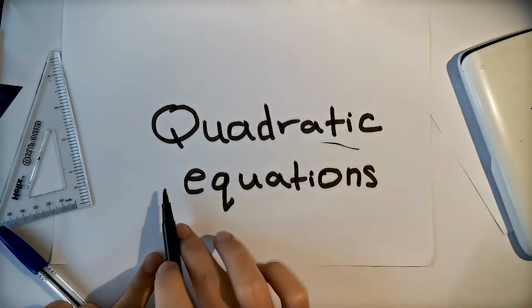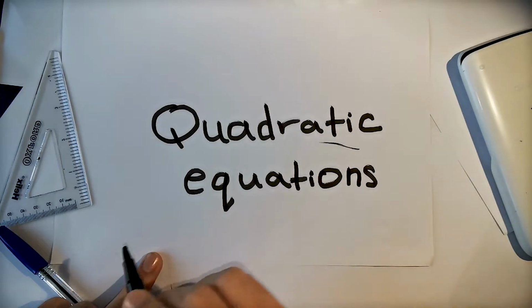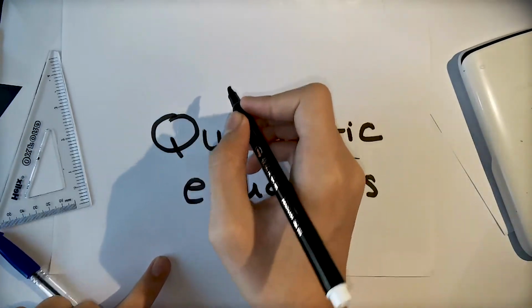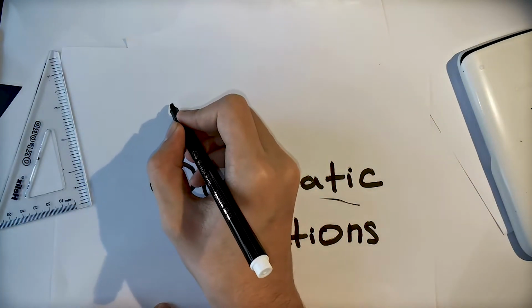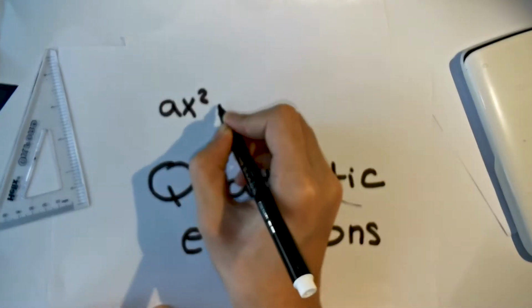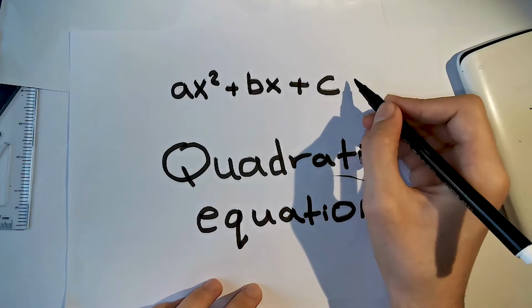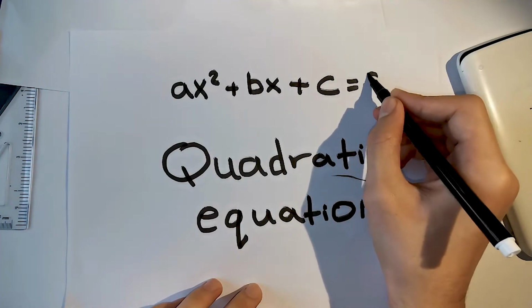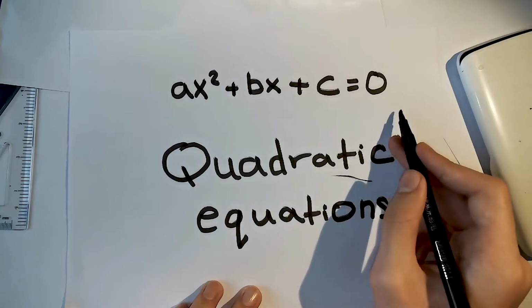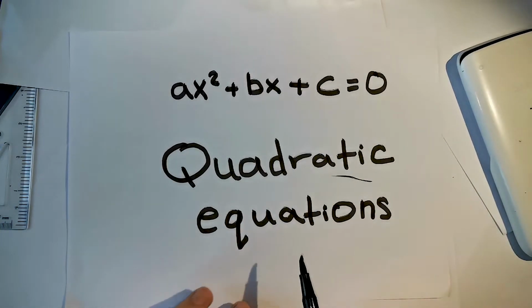Hello guys, today I'll be talking about quadratic equations. The general formula of a quadratic equation is ax squared plus bx plus c equals 0. This is the general formula, where a, b and c are numbers.